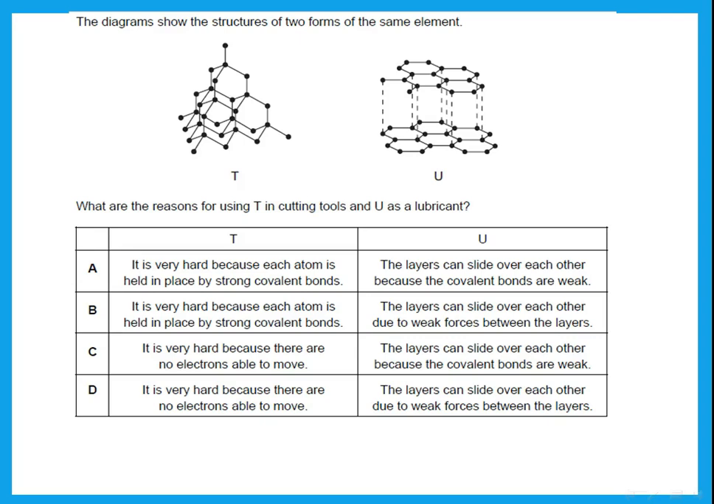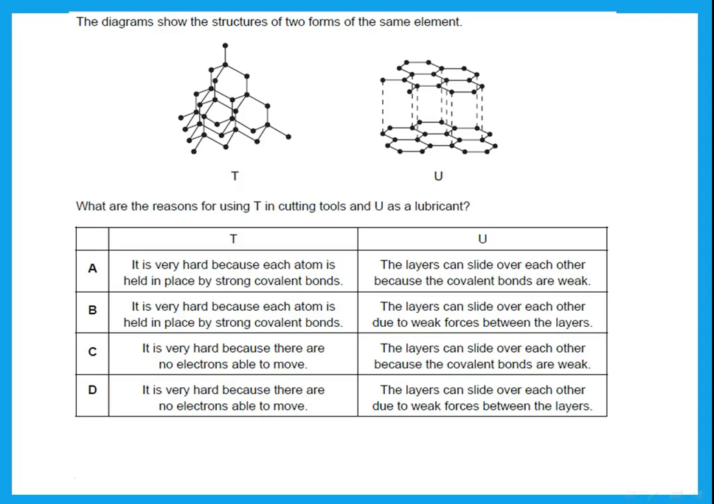What are the reasons for using T in cutting tools and U as a lubricant? Okay, T, we use it in cutting tools because it is very hard. Now, it is very hard because what? Because each atom is held in place by strong covalent bonds. Both A and B say very hard because each atom is held in place by strong covalent bonds, and that is actually correct. C and D say it is very hard because there are no electrons able to move. The fact whether electrons are moving or not has nothing to do with whether it's hard or soft. Okay, so it's either A or B.